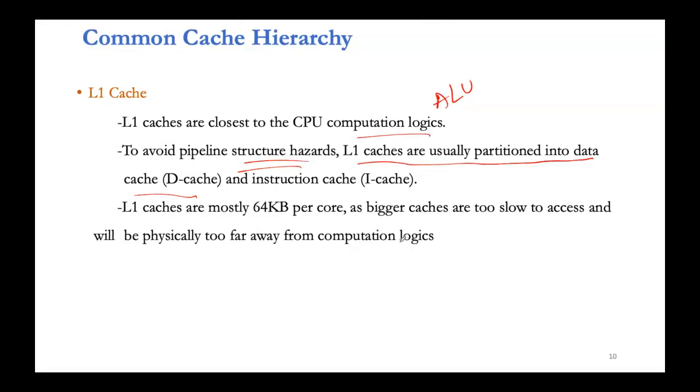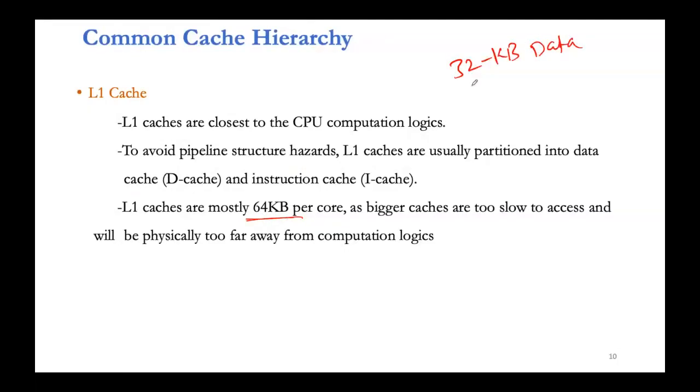Generally the size of the L1 cache is at most 64 kilobytes. These 64 kilobytes are divided into 32 kilobytes for your data and 32 kilobytes for your instruction storage. L1 caches are kept small, as bigger caches are too slow to access and would be physically too far away from the computational logic.